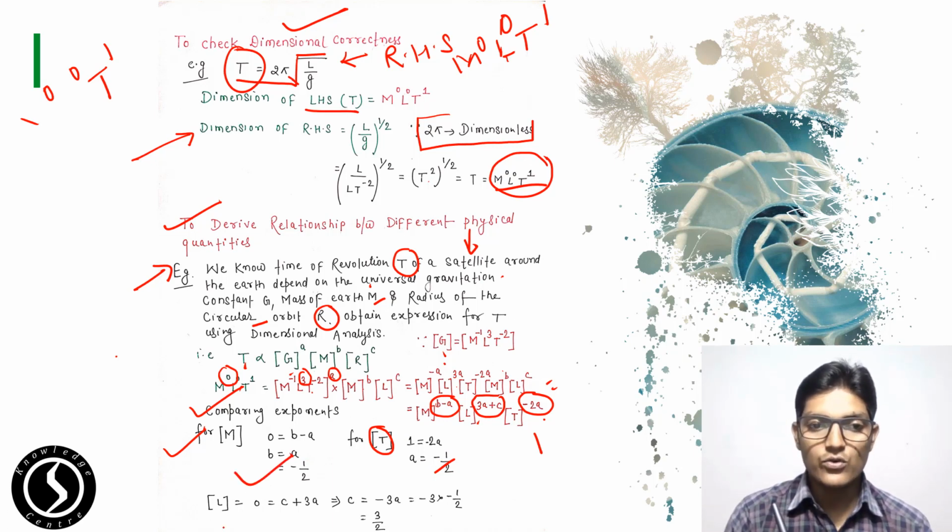Similarly for L, you can see the L exponent in the LHS is 0, but in the RHS it is 3a plus c. So we can say 0 is equal to c plus 3a. We can put the value of a here, which is equal to minus 1 by 2. So c will be equal to 3 by 2.